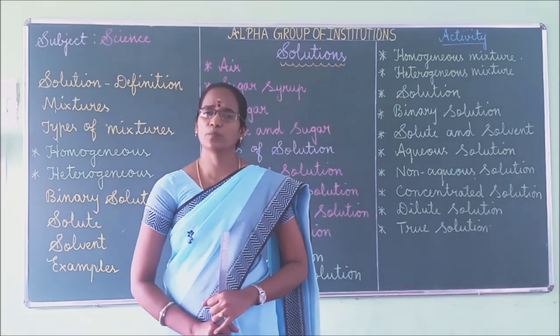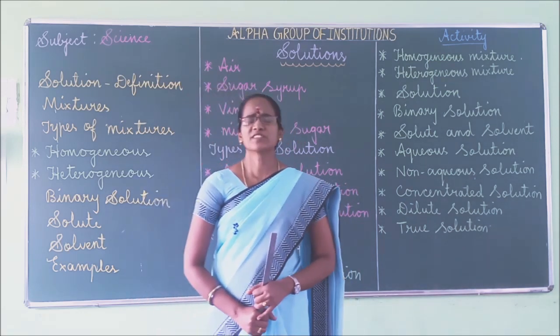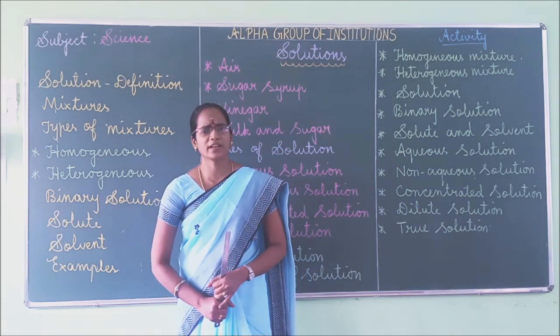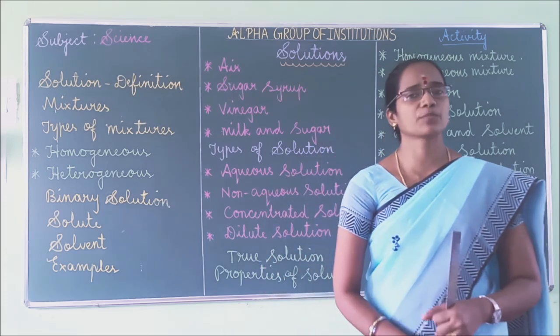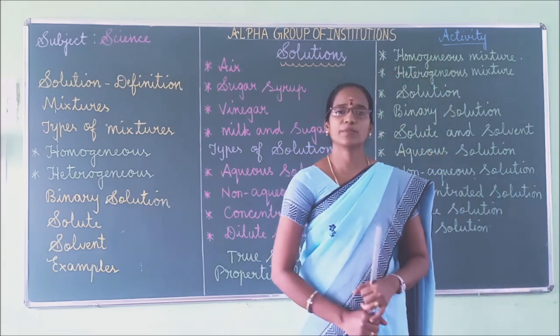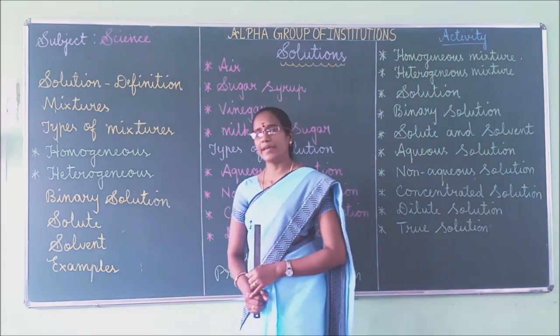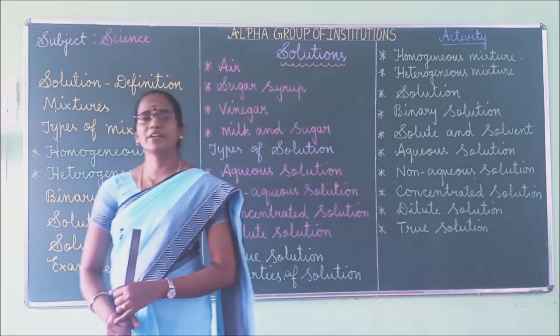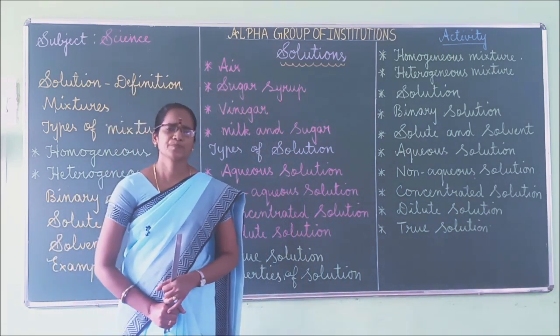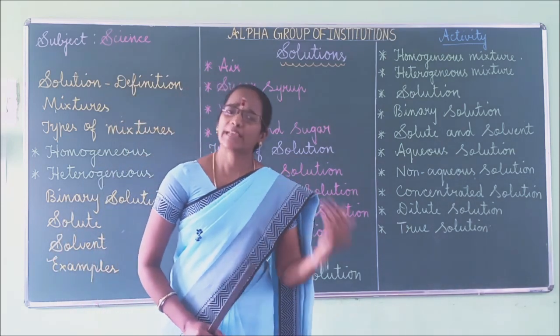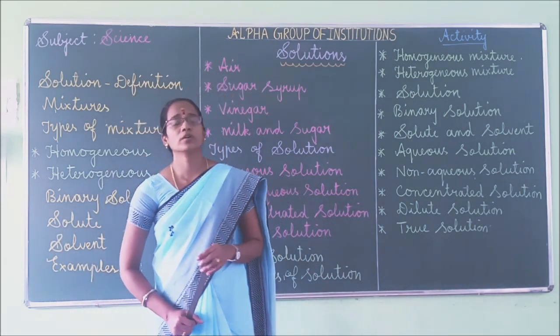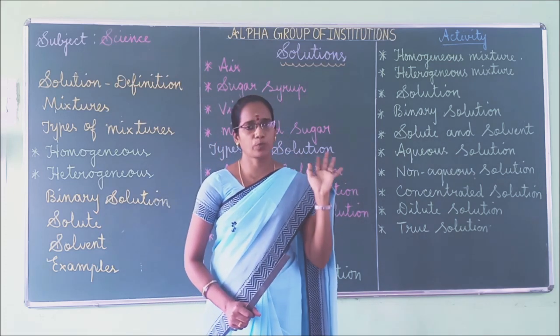What do you mean by mixture? A mixture is a material made of two or more different substances. Okay, a mixture is a material made of two or more different substances. So this mixture can be either elements or compounds or both, in any proportions.